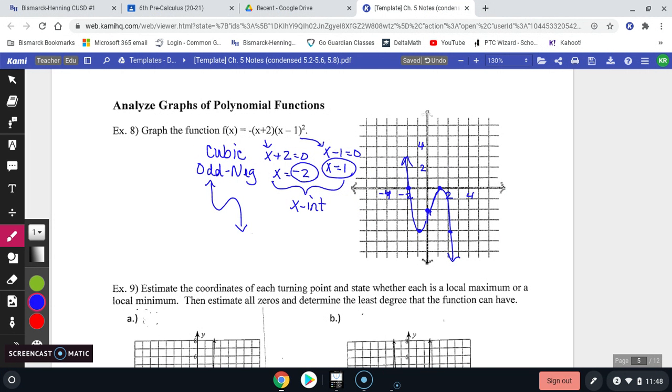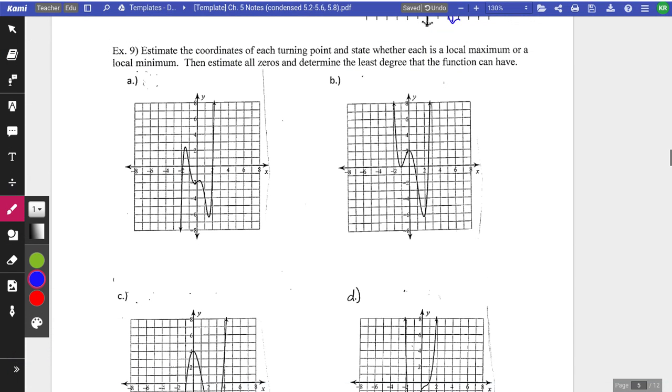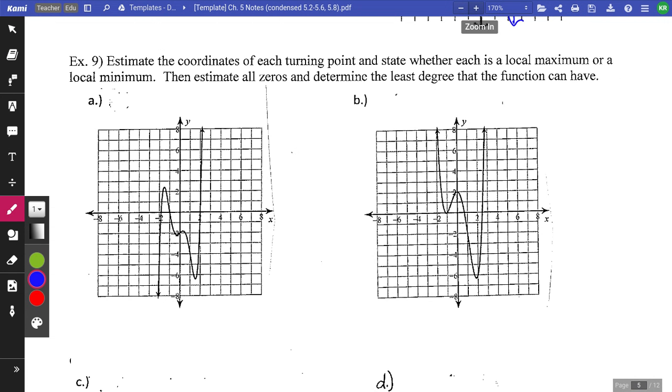Now we're going to move on to example 9. Okay, let's take a look at, actually let's look at B first. I'm going to blow this up so you can maybe see it a little bit better. All right, we are estimating the coordinates for each turning point and state whether it is a local minimum or maximum. Estimate all zeros and determine the least degree that the function can have.